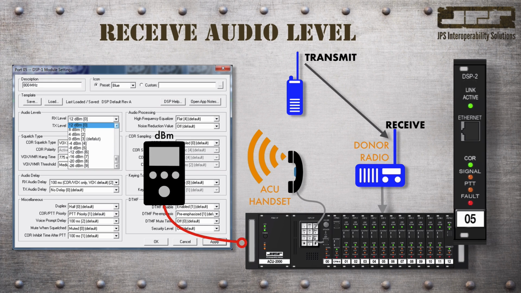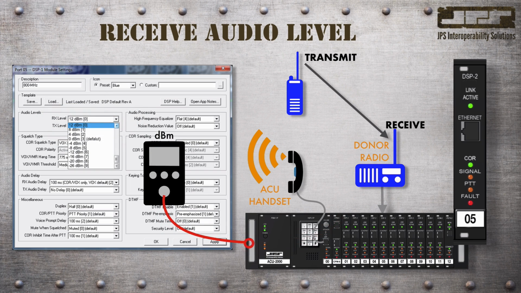If we were to use a power meter, those values are the receive audio signal strength coming from the donor radio. If we measure plus 12 dBm, we then need to select plus 12 in the RX audio level adjustment. This is an example of a donor radio receive audio output that is very loud. By selecting plus 12 from the menu, the ACU interface is effectively attenuating the receive audio by 12 dB, resulting in 0 dBm at the backplane, which again is ideal.